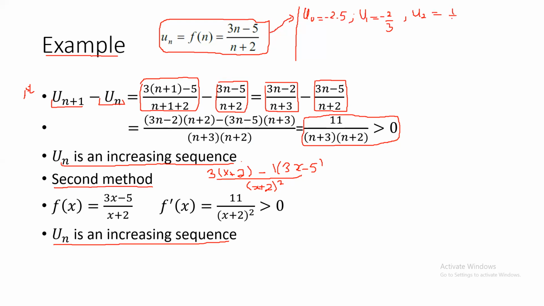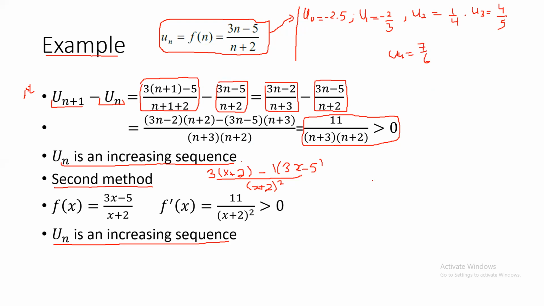1 over 4. What is u3? u3, 9 minus 5, 4 over 5. What is u5? u4, 12 minus 5, 7, 7 over 6.